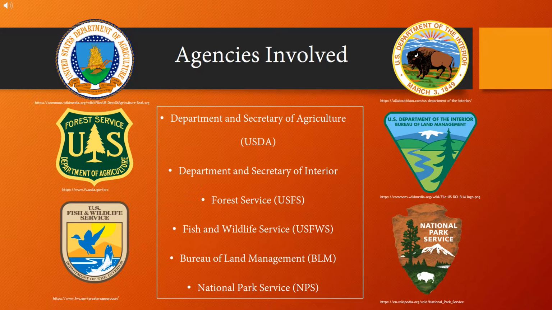The federal agencies and departments involved in legislation surrounding the bark beetle epidemic are the Department of Agriculture, the Secretary of the Interior, the U.S. Forest Service, the Fish and Wildlife Service, the Bureau of Land Management, and the National Park Service.